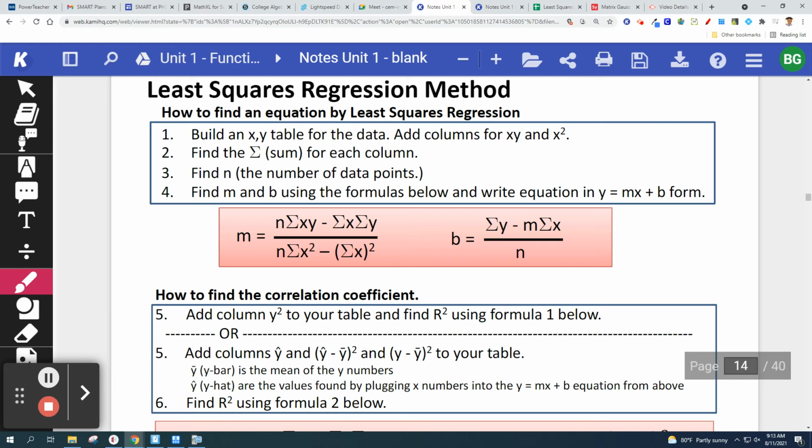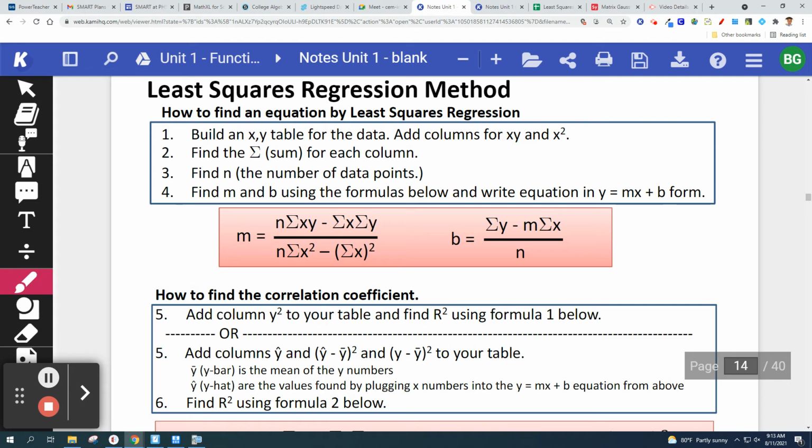Least squares regression method. Here's how to find an equation using this method. I know these steps look kind of complicated, but once you get into it, it's just a lot of calculations. Get a calculator. So you're going to build an XY table from the data, and you're going to add a couple of extra columns. You're going to end up adding 3 or 4 or 5 columns, depending on which way you go. But you want to add columns for x, y, and x squared.